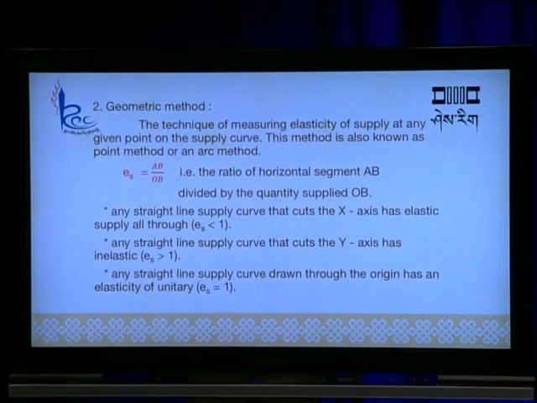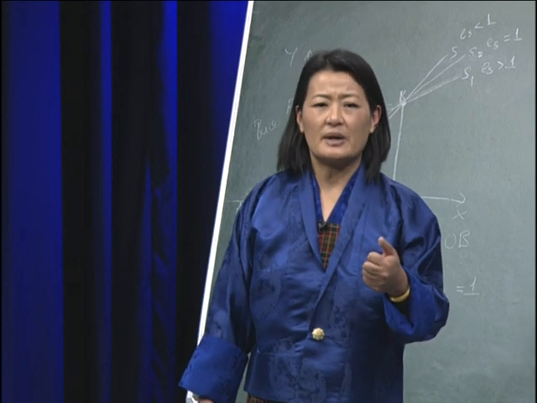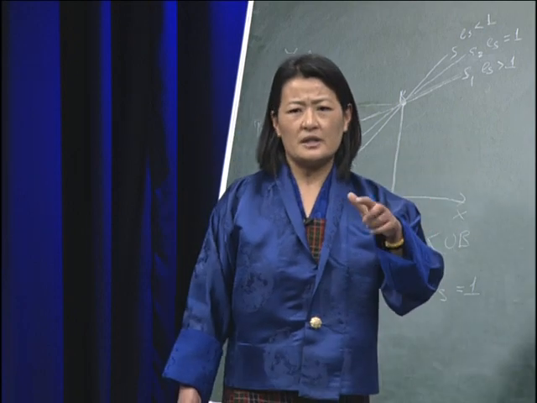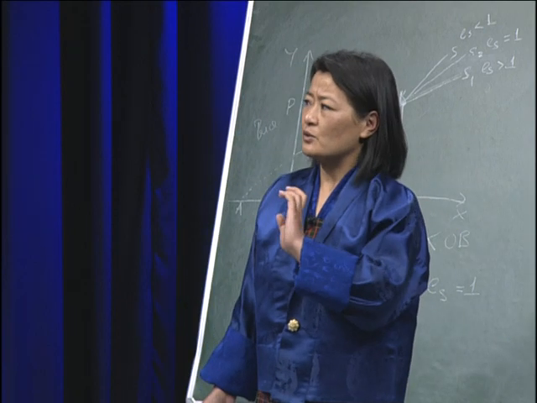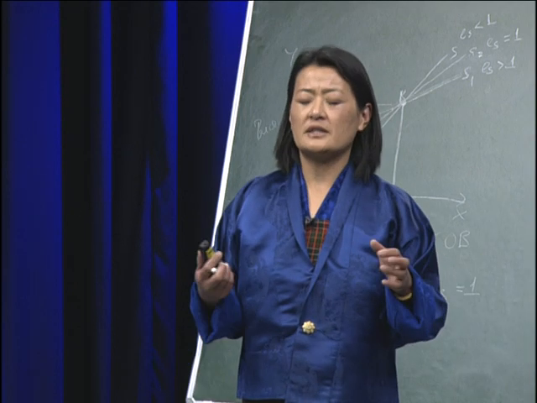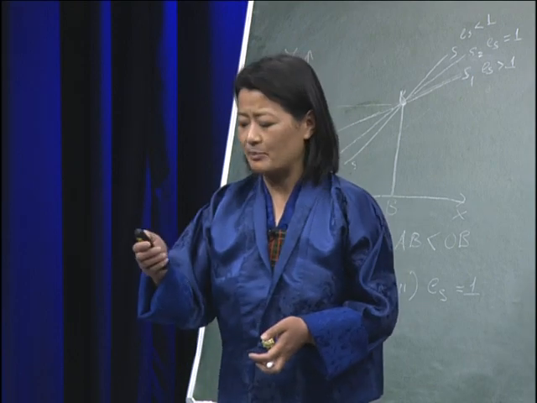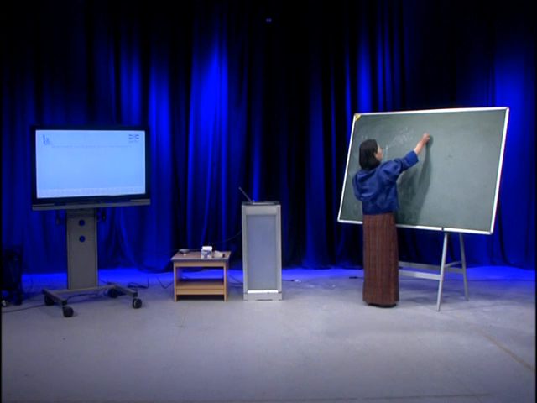Okay, so this is how you are going to use the geometric method to calculate elasticity of supply for any point given on a linear supply curve. Now, we will look into how to calculate the elasticity of supply at a point on a non-linear curve. Linear is if your curve is a straight line like this, non-linear would be a curve, not a straight line. You can use the same geometric method for any point given on a linear as well as on a non-linear supply curve. Now, let us look into an example here.